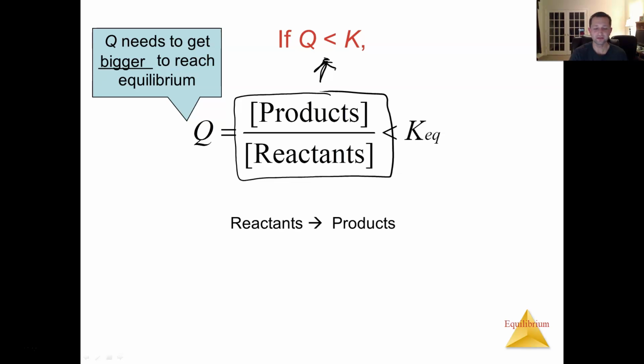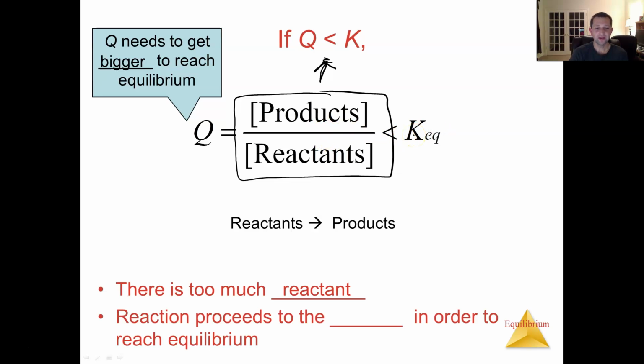Okay, reactants yields products. That's my general setup here. Too much reactant in this case. My Q value is too small, so the reactants are larger than the products. That's how I get a value less than KEQ here. So the reaction needs to proceed to the right.